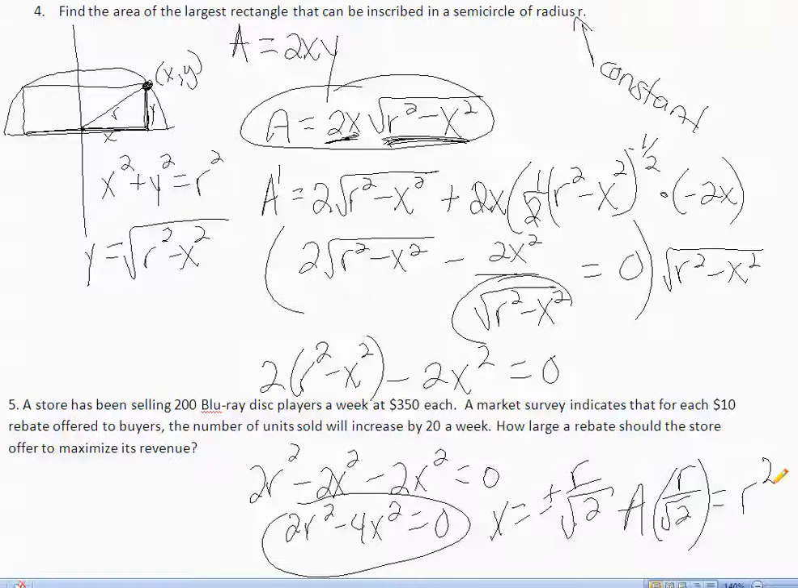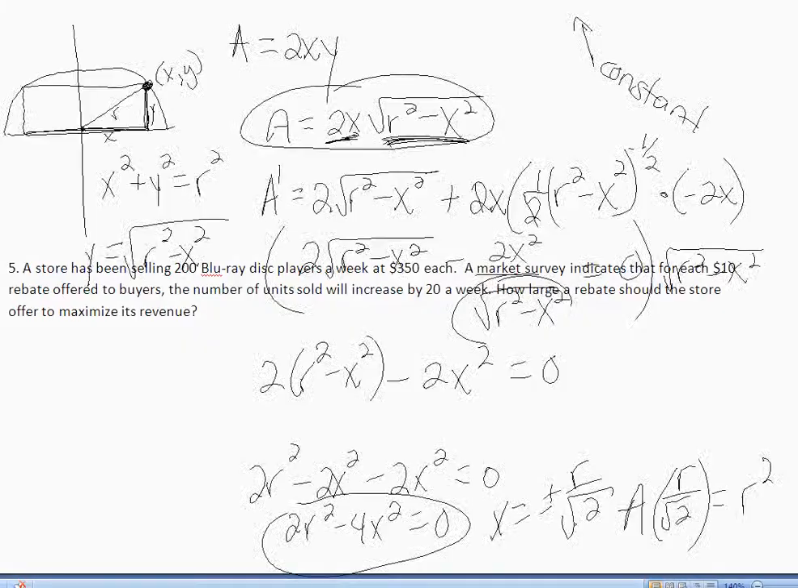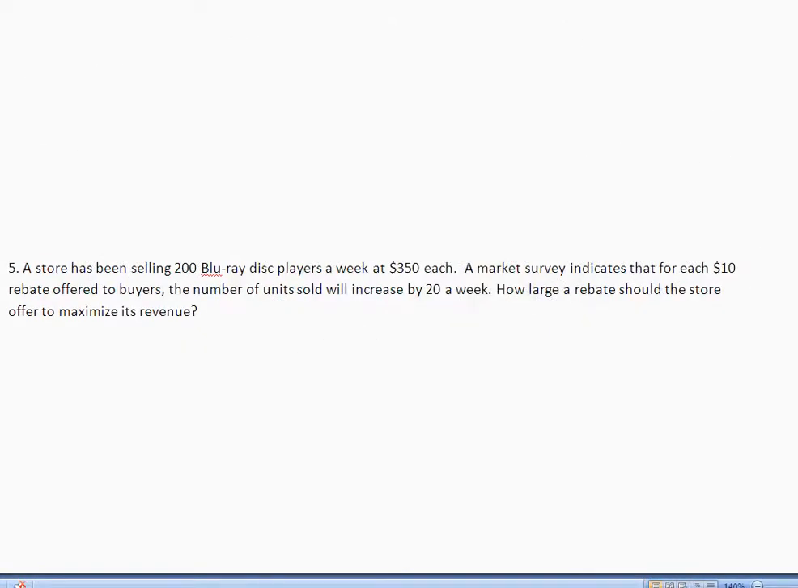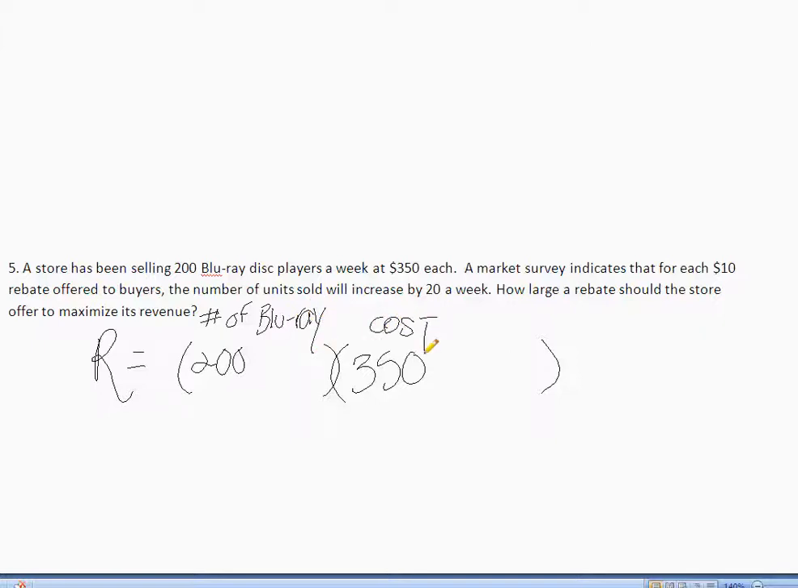Okay? And then the last problem we did last year. Go ahead and read it. See if you remember. You can go ahead and try to set the equation up. So how large a rebate should the store offer to maximize its revenue? So what's revenue going to equal? If I sell 200 Blu-rays, I make 350 each. So this is the number of Blu-rays. This is the cost. If you multiply how many you sell and how much you're selling it for, you're going to get how much money.